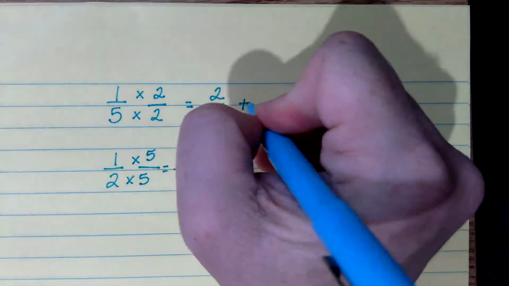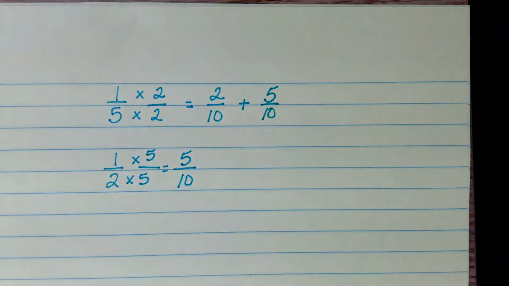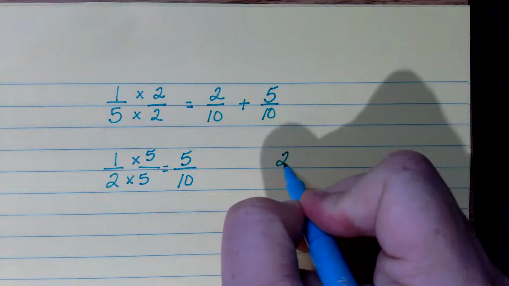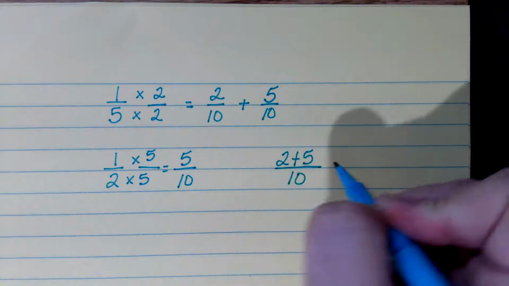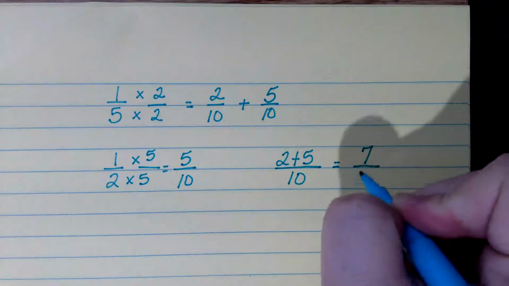Now I can add 2/10 plus 5/10 because I have fruit. I don't just have apples and oranges, I actually have fruit. So what that looks like on the line is 2 plus 5/10, which equals 7/10.